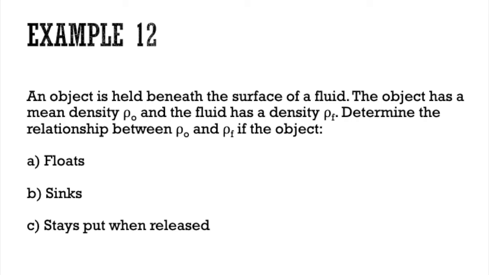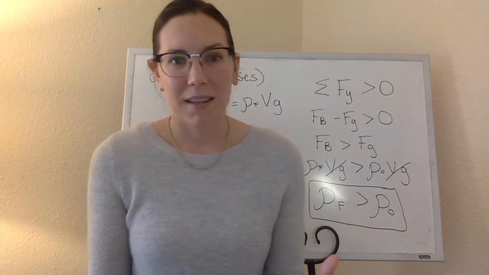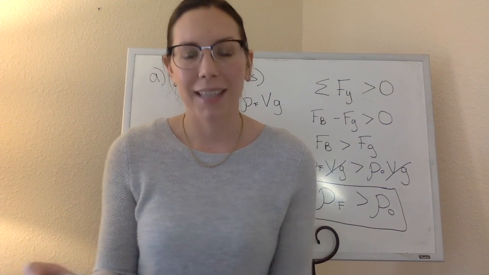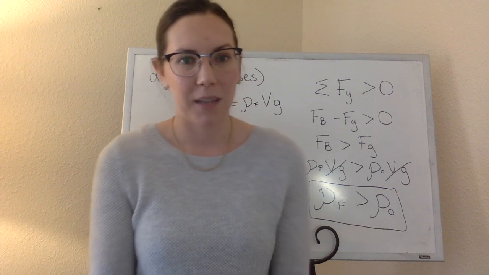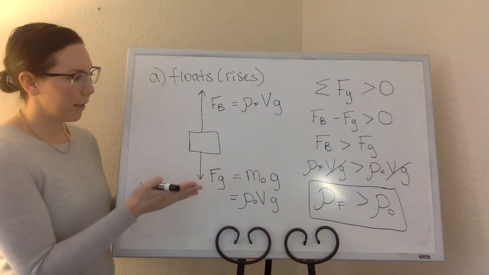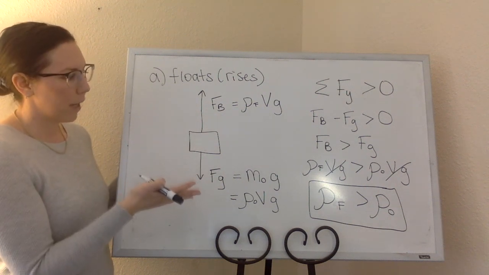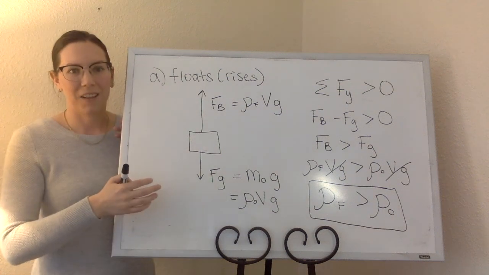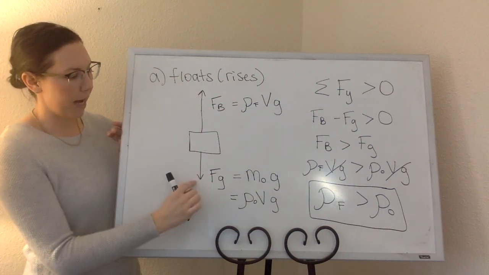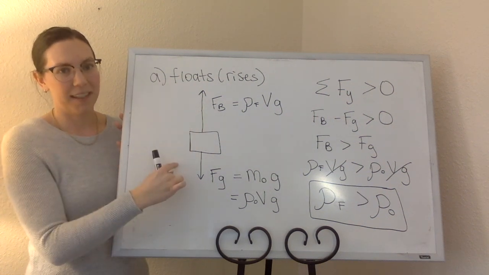All right, so let's draw a free body diagram to analyze each case here. We know, based on observation, what the relationship between the densities should be, but let's see if we can prove that using Archimedes' principle. In the first case, if we put this object fully submerged in the fluid and it rises, it floats, that means that there must be an upward net force acting on the object. So we have the buoyant force up and Fg down, and the buoyant force must be greater than the weight.